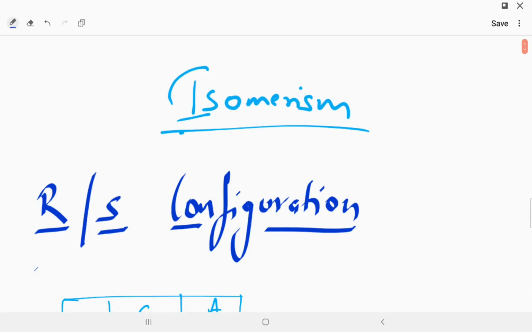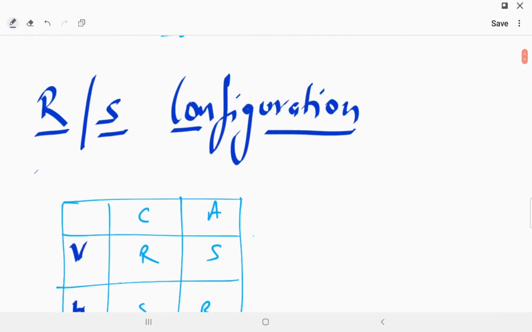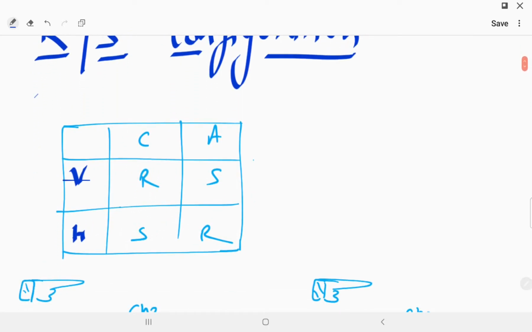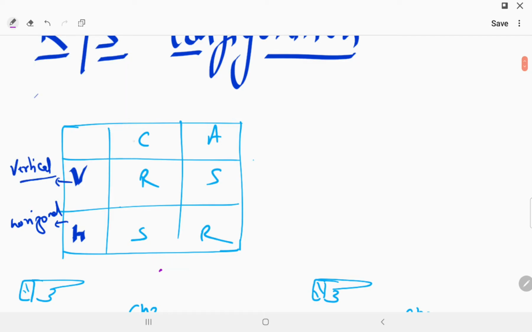With a new topic, that is the RS configuration. Now you are able to see that we have to find out the RS configuration. V for vertical, H for horizontal. When I say V that means vertical and H means horizontal. For vertical, C for clockwise, A for anti-clockwise.